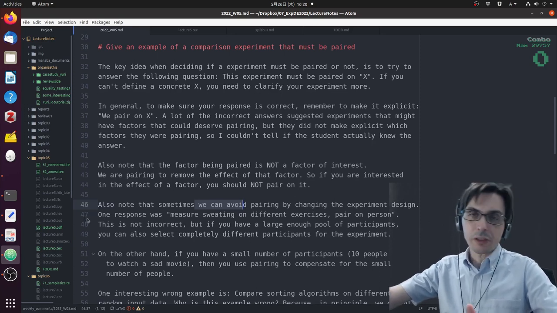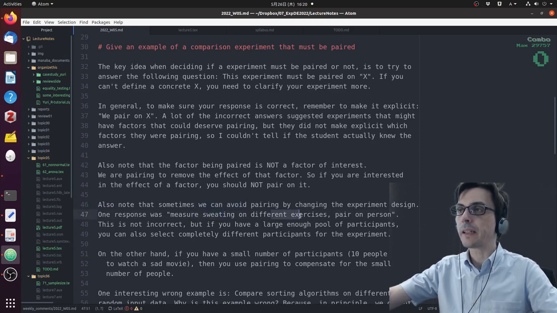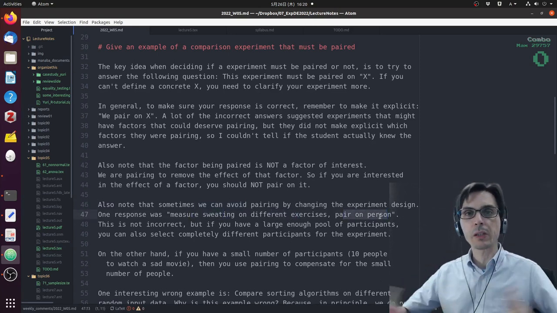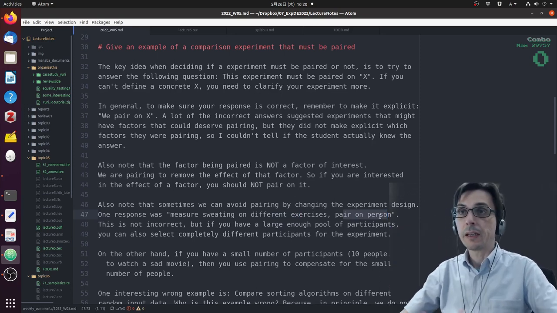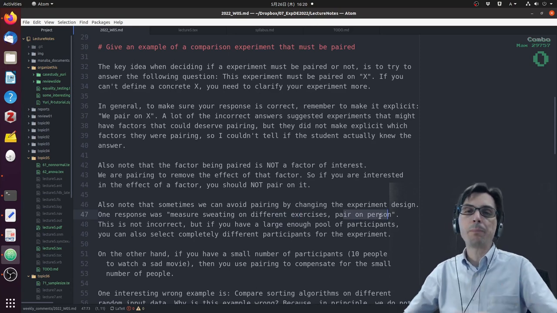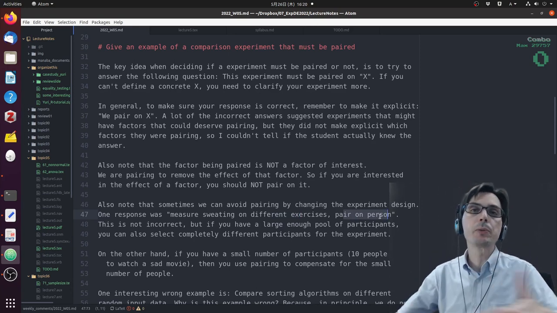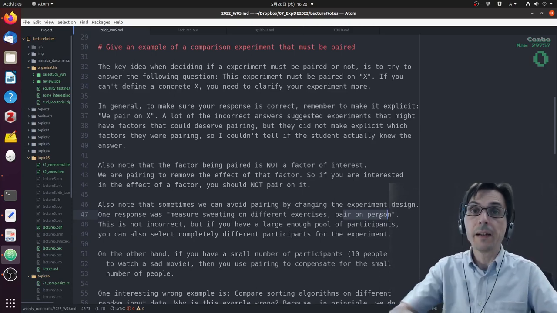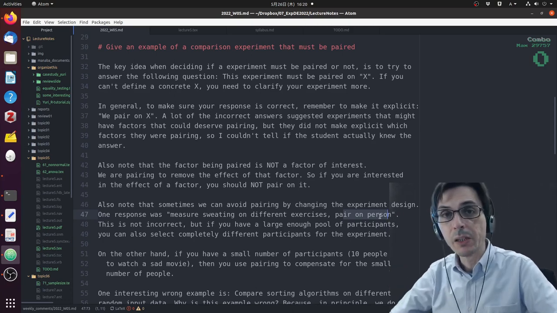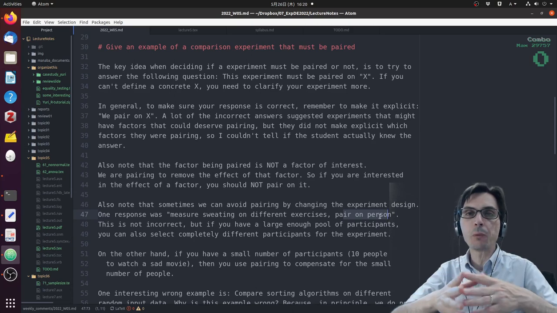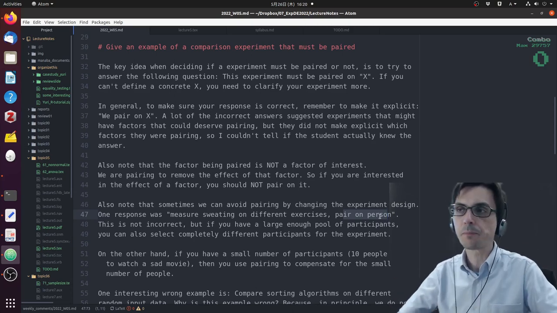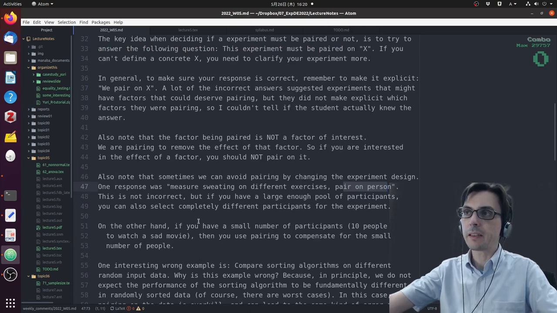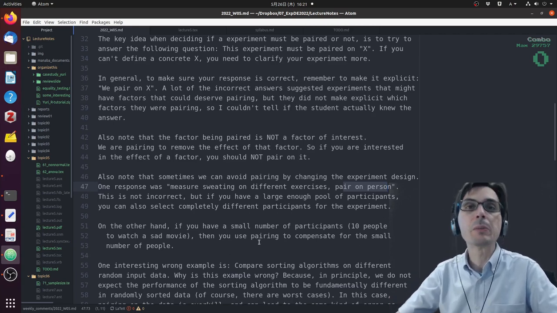So for instance, one response that was correct was we measure sweating on different exercises and we pair on the person. So the person does different exercises and we measure the sweating. This answer is correct, but we could remove the pairing from this experiment if we have a large pool of participants. Then we could have 10 participants do exercise A and 10 different participants do exercise B. So this would be a way to remove the influence of individual participants from the experiment. On the other hand, actually 10 is a little bit small, right? If you have a small number of participants, only 10 people to watch a sad movie, then using pairing to compensate for the small number of people is a good idea.